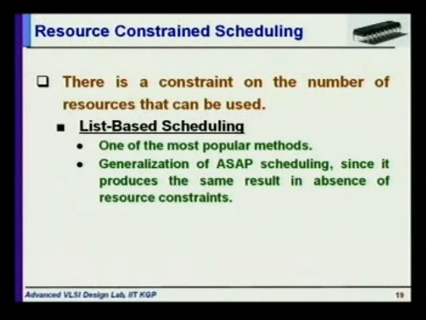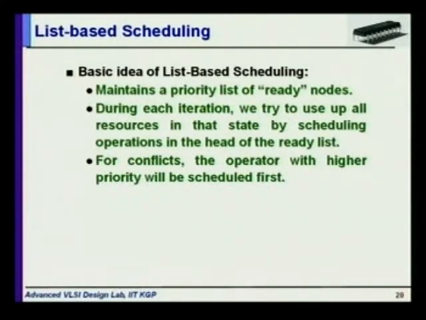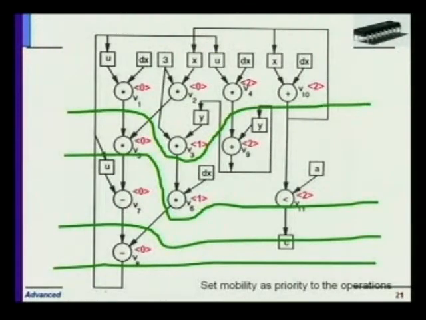One of the popular algorithms in resource constraint scheduling is list based scheduling. Let's discuss that. The basic idea is that it maintains a priority list of the ready nodes, and during each iteration it uses all the resources in the state by scheduling operations at the head of the ready list. If you have a conflict, you resolve it according to the priority. Now let's discuss with an example.